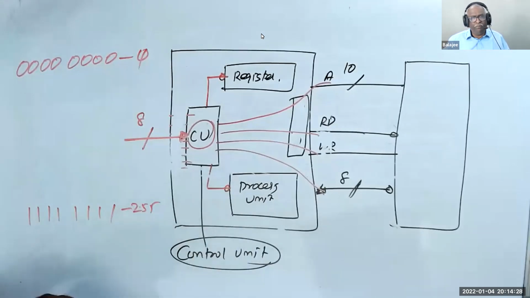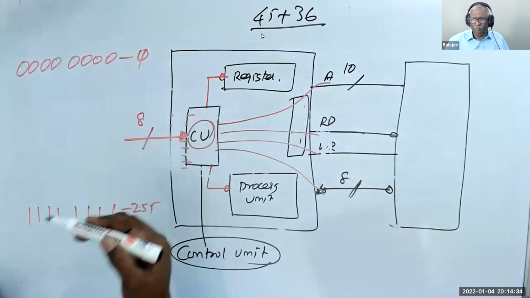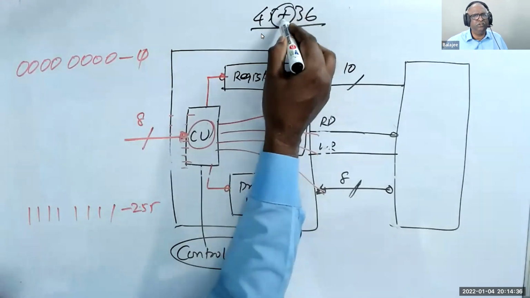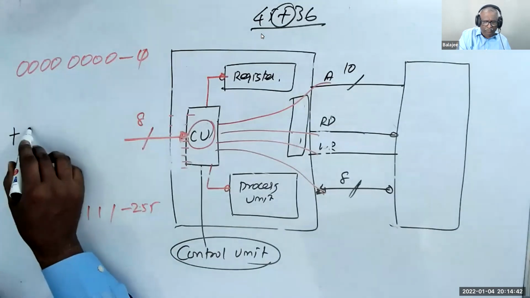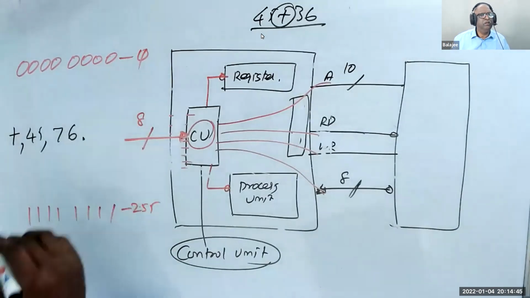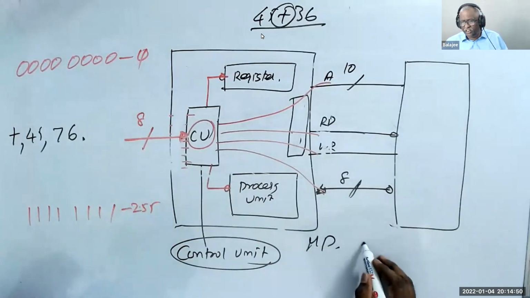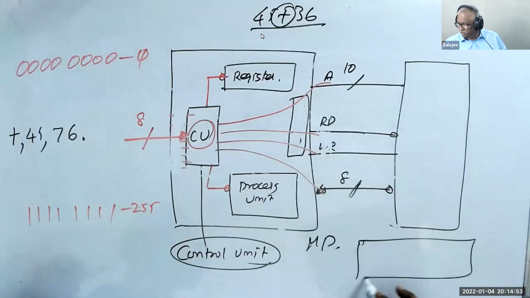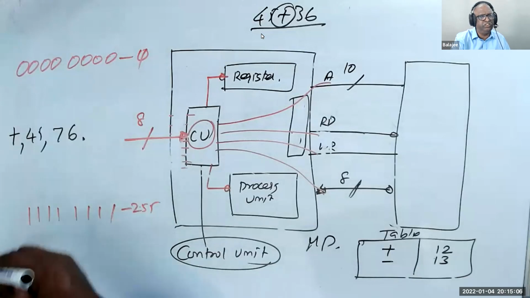So if you want to tell him 45 plus 36, unfortunately he does not understand plus. So you will tell him plus, 45, 76. But the microprocessor manufacturer could have given you a table. In the table, addition means 12, subtraction means 13, like that.